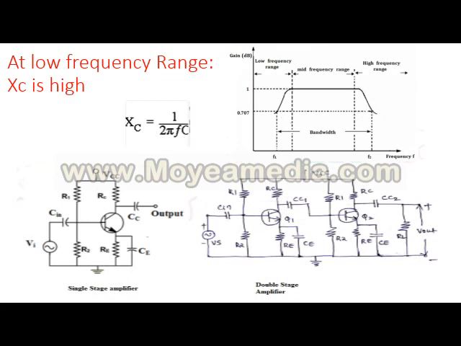While considering the double stage amplifier in this slide, we can say that during low frequency the reactance is high. As a result, only a small part of the output signal from the first stage will pass to the second stage through the coupling capacitor CC1, so the gain decreases at low frequency.